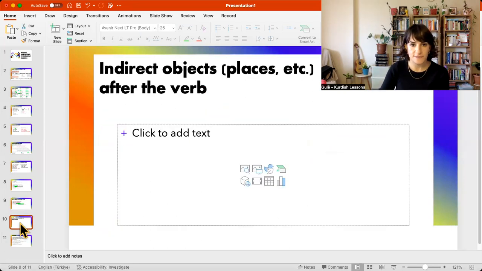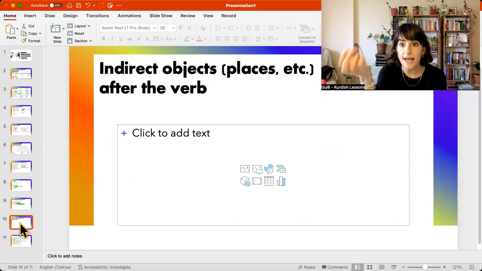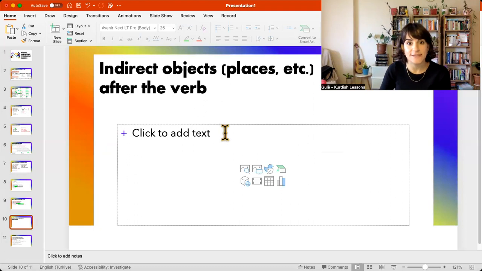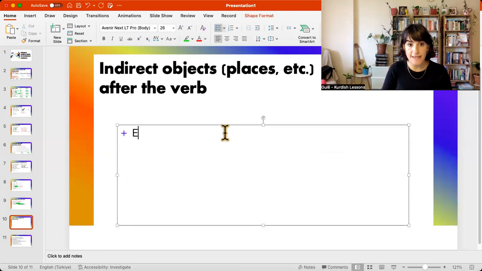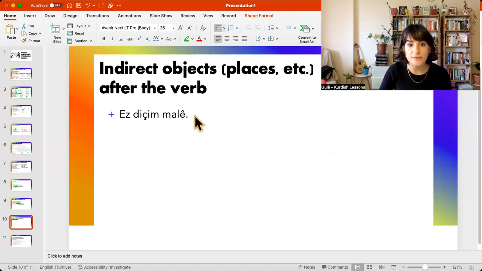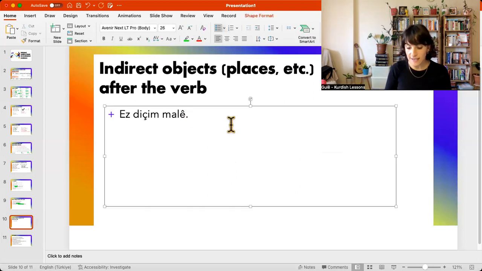And the second rule: indirect objects come after the verb. I know it's confusing, but don't forget: you say "as the gym I go," I am going to the gym. So you don't say "as male the gym." The gym is where we go, it's the destination. The destinations are always at the end.